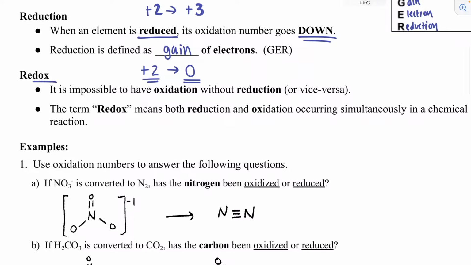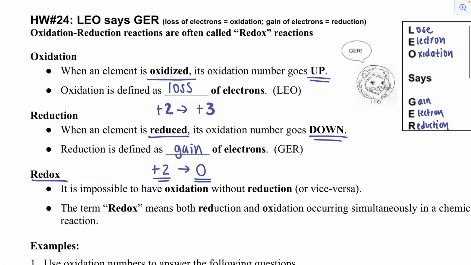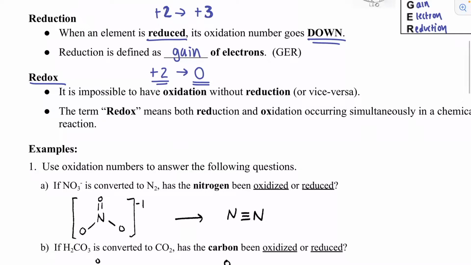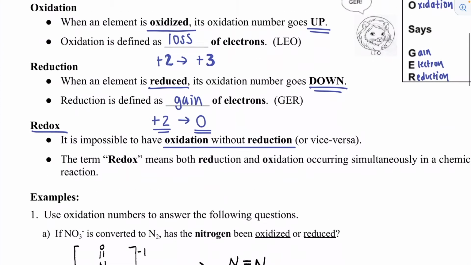In redox reactions, redox is a portmanteau between reduction and oxidation. So oxidation reduction reactions are often called redox reactions. It's two words smushed together. It's impossible to have oxidation without reduction. That is because if one species is to gain electrons, they must gain electrons from another chemical species. They cannot just gain electrons from nowhere, and vice versa. If there is a loss of electrons, the electrons have to go somewhere. There is no intermediate. There are no electrons on their own.